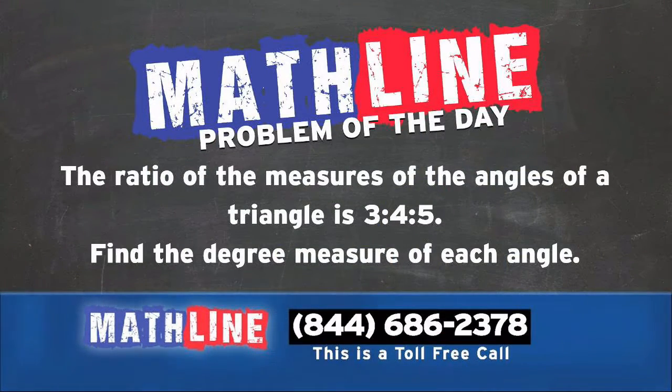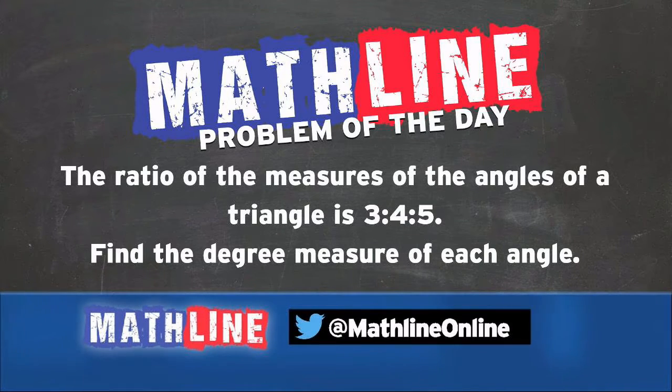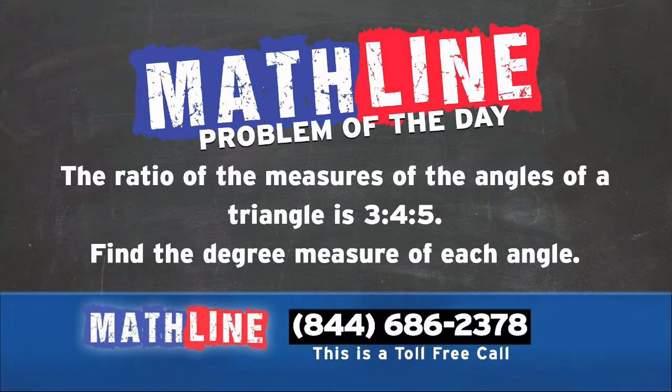And while we're at it, Gary, you ready for problem of the day? I think we've got it. Let's go, problem of the day. Let's see what we got. Read on, my friend. Okay, we've got a triangle problem. Back to ratios. The ratio of the measures of the angles of a triangle is 3 to 4 to 5. Find the degree measure of each angle.